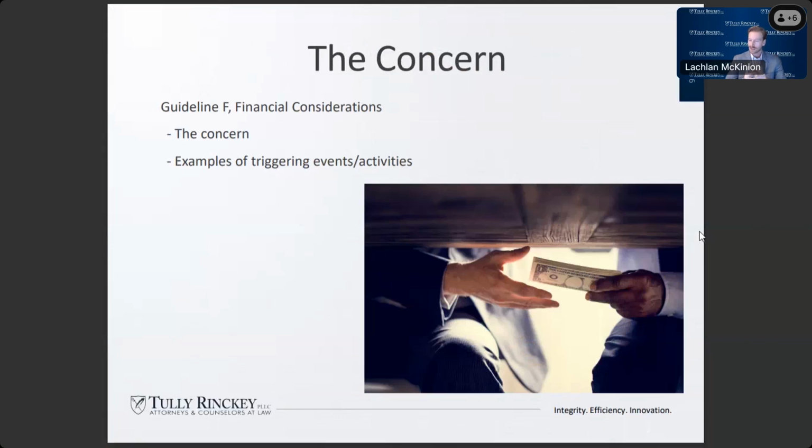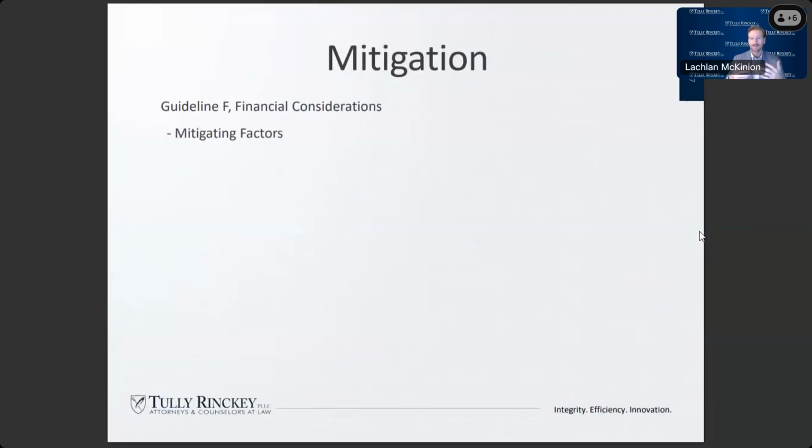So that's the concern. So let's move into mitigation. So how do you actually mitigate concerns that the government has? Again, these are found in SEAD 4 under Guideline F. So how do you mitigate concerns? Well, there are several mitigating conditions that you could raise in order to persuade the government that you are not a security threat due to your financial issues.